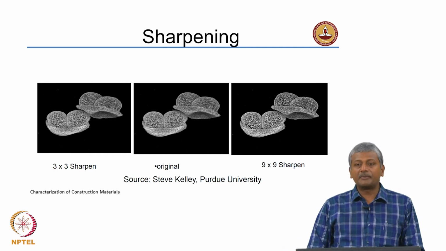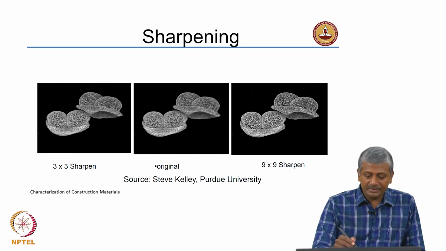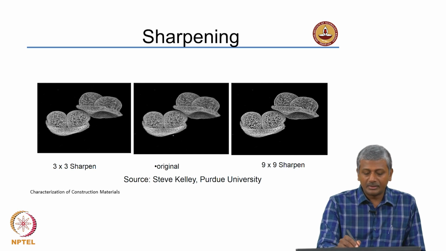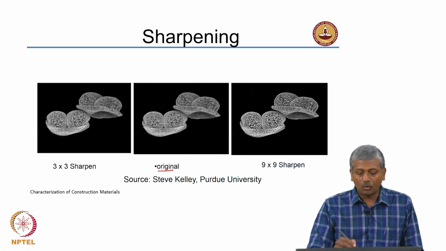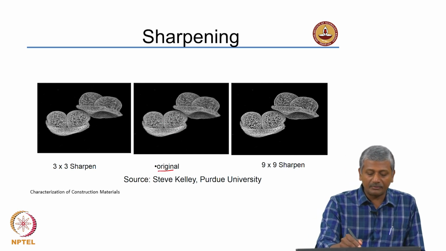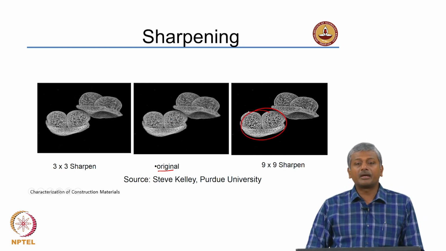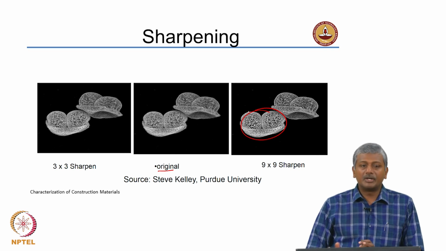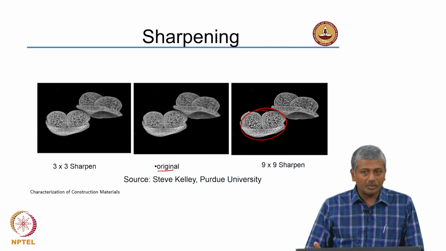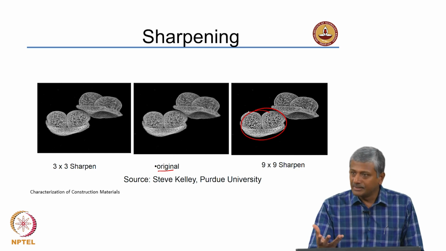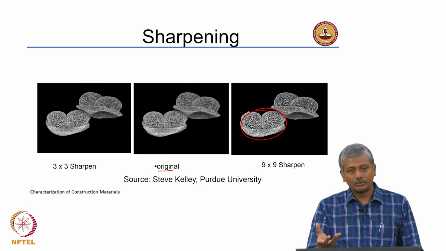Now, in the case of a sharpening filter, see what happens in this case. You see that this is the original image, and what you can see is the boundaries of these phases are accentuated significantly when you have a 9 by 9 sharpening filter. Okay. So, depending upon what you need in your image, what you want to enhance to actually prove your point, you need to operate with the right kind of kernel matrices.